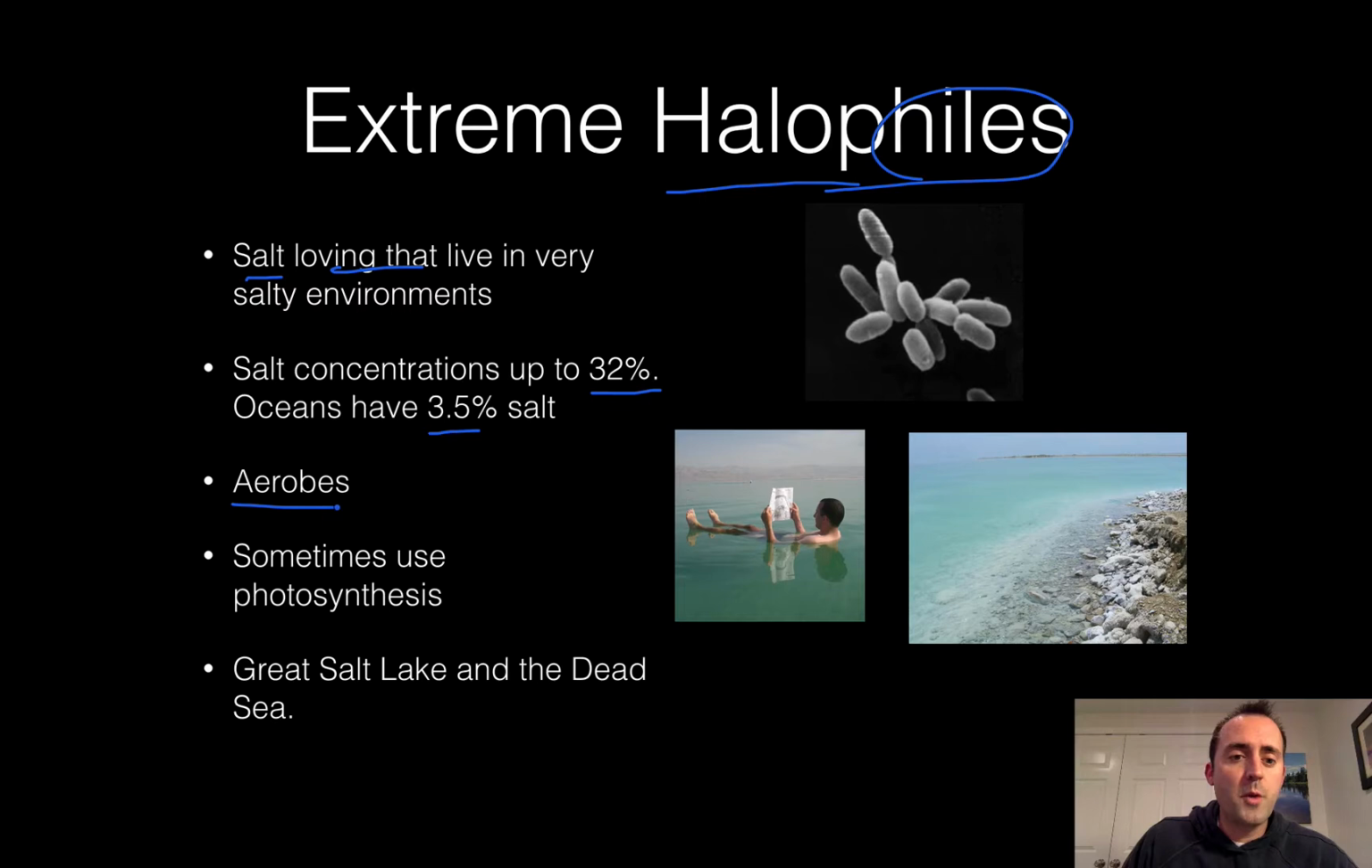These bacteria are usually aerobic, which means they need oxygen. Some use photosynthesis as their energy source, but others are just heterotrophic. And you can find these bacteria in the Great Salt Lake in Utah, or even the Dead Sea, which are very, very salty environments.